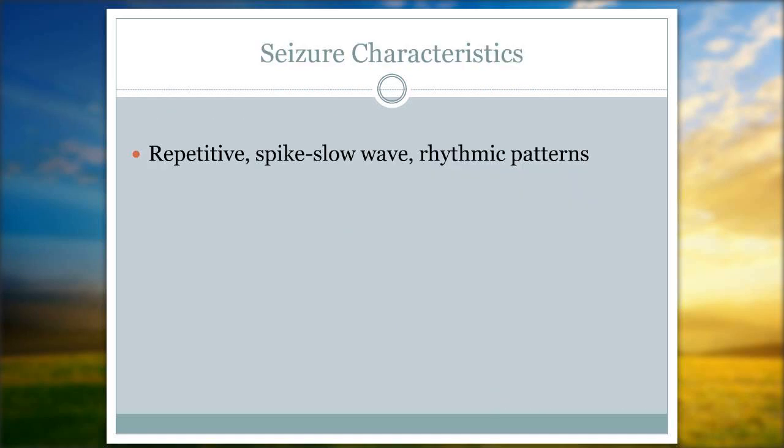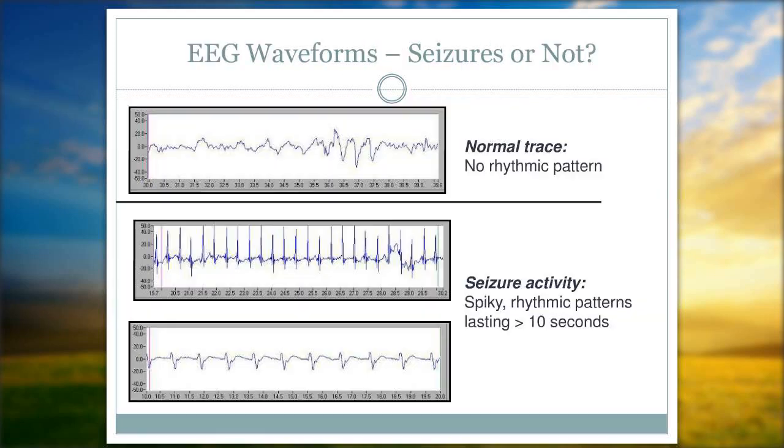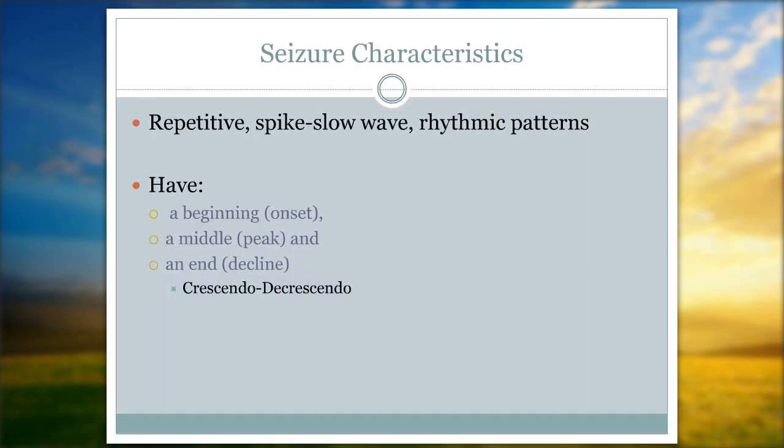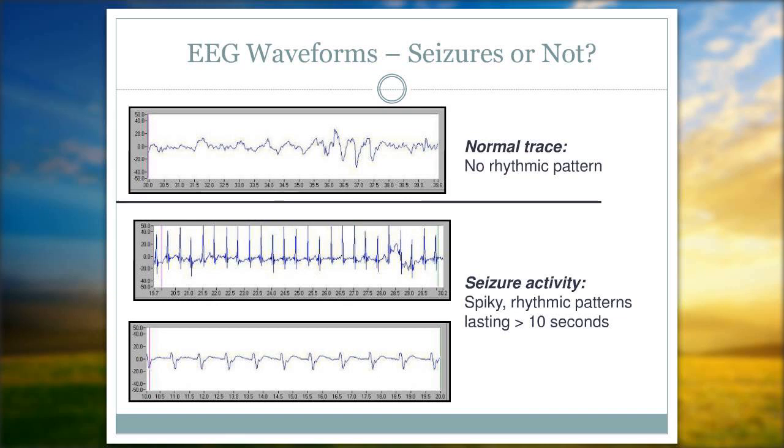So what does a seizure look like on EEG? Well, we'll start with the basic definition, which is that it's usually repetitive, it's a spike slow wave, and it's rhythmic, and it repeats. Here is an example of what that looks like. It's going to be showing you a spike wave, and it usually lasts for more than 10 seconds.